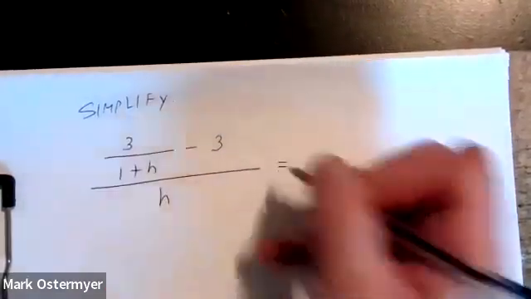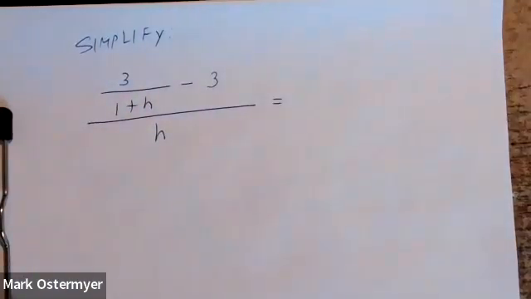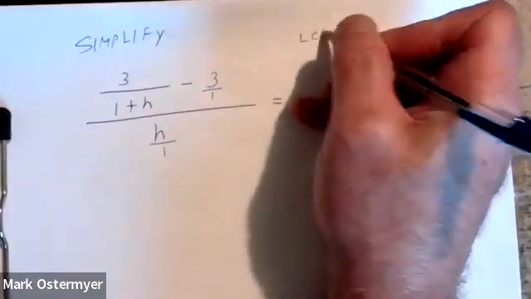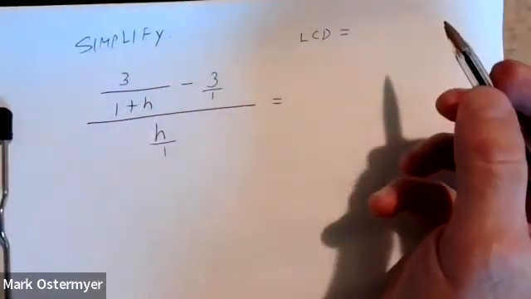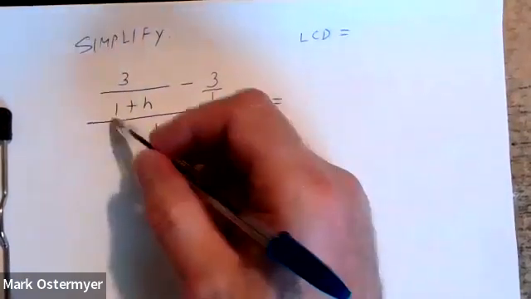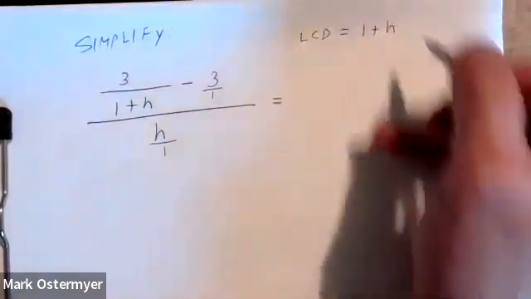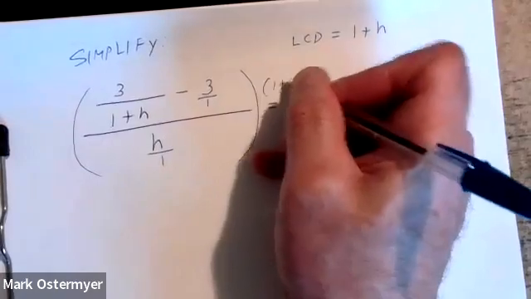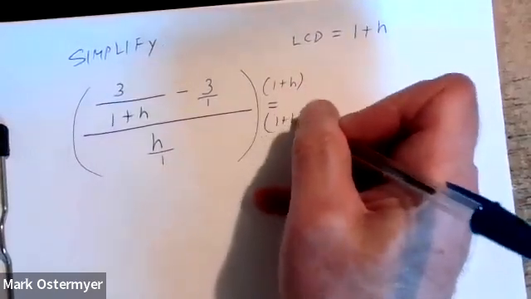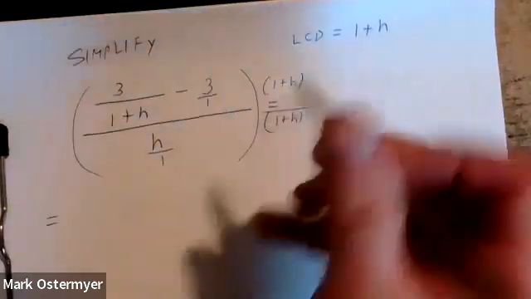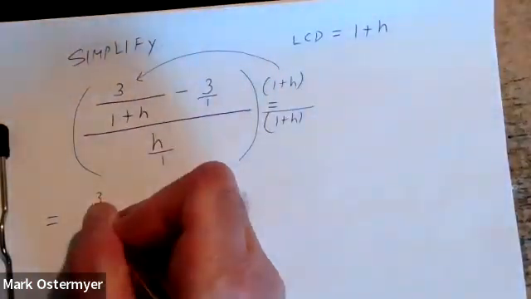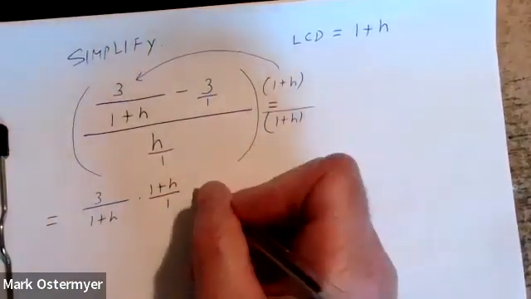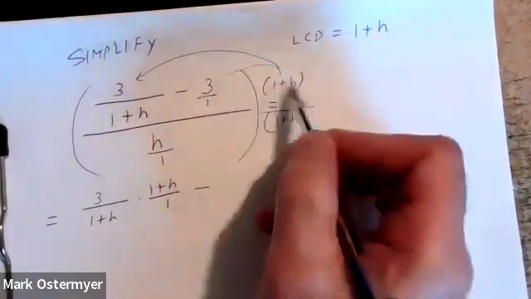All right, we're going to try to simplify this expression here. 3 is understood to sit over 1, so is h. We need a least common denominator to simplify this complex fraction, and the least common denominator of 1, 1, and 1 plus h would be 1 plus h. Being the case, I'm going to multiply the top and bottom of this whole thing by 1 plus h. So this 1 plus h is going to get multiplied by this fraction here. And this 3 is going to get multiplied by the 1 plus h.